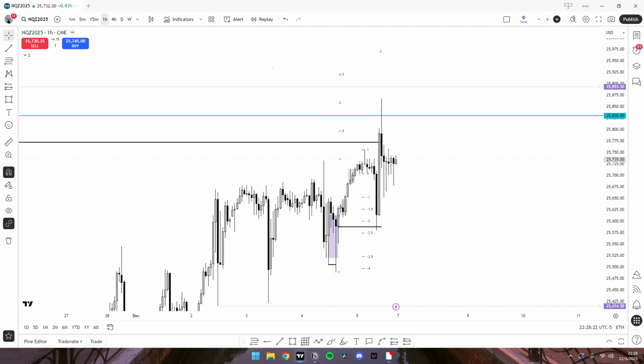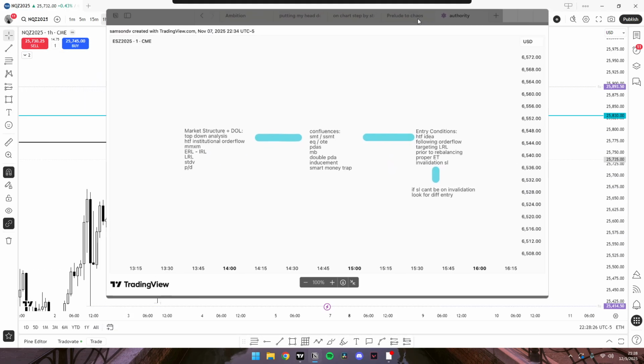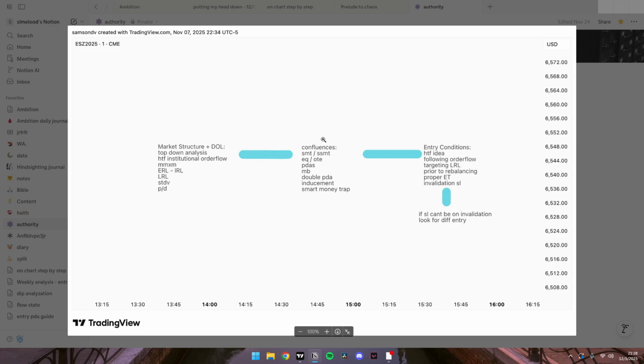Now it's just gonna be confluences. So back to the screenshot. We got SMT or SSMT. I don't use SSMT because I just don't like how the indicator looks on my chart. No cap, but it's super good and it confirms a lot of stuff.